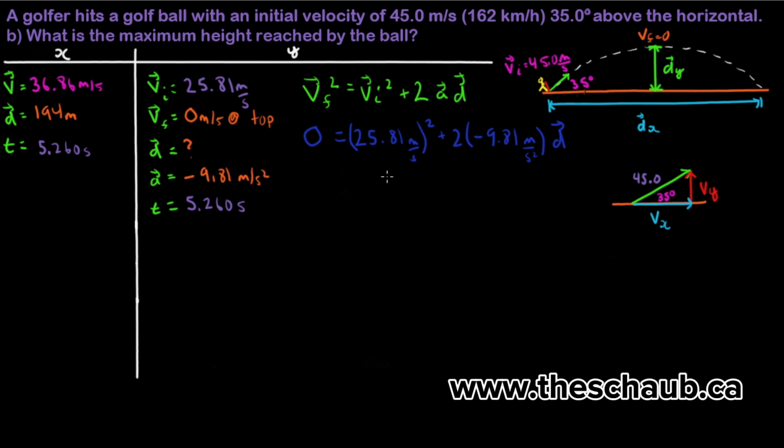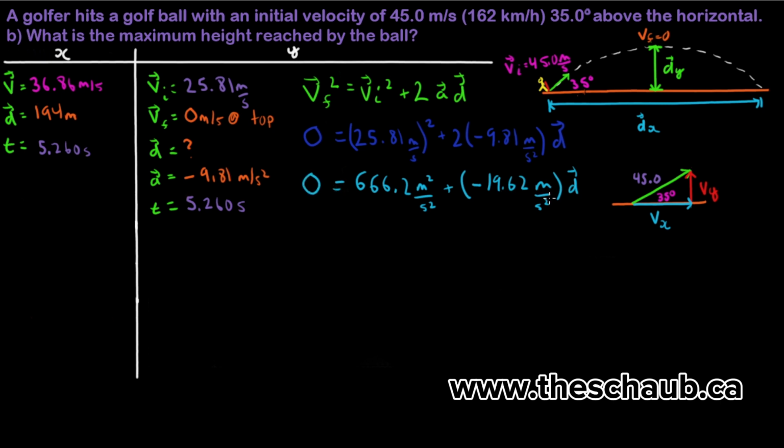25.81 squared is equal to 666.2 meters squared per second squared. And we add this to our 2 multiplied by negative 9.81, which is negative 19.62 meters per second squared multiplied by our displacement. And this is equal to 0.